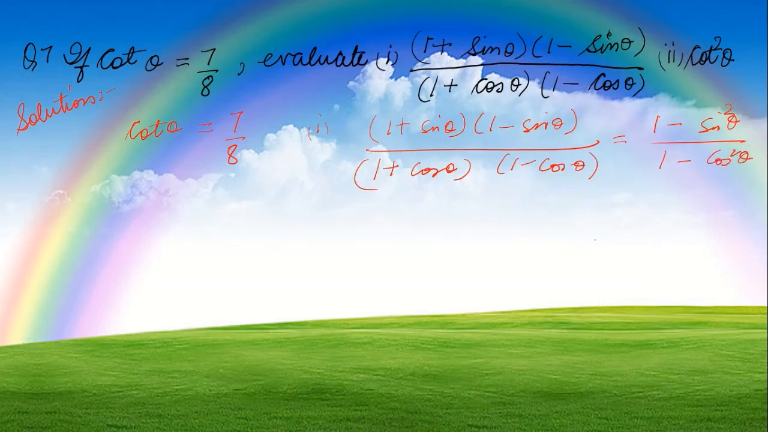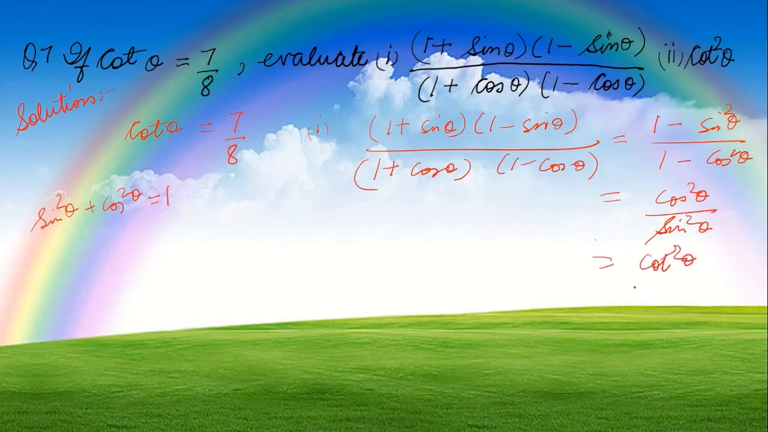Okay, and by the first identity, you know sine square theta plus cos square theta equals 1. So from here you can write 1 minus sine square theta is cos square theta upon 1 minus cos square theta is sine square theta. Or you can write it as cot square theta, and the value of cot theta is given to be 7 by 8. So 7 by 8 whole square, so it is 49 upon 64. Okay.